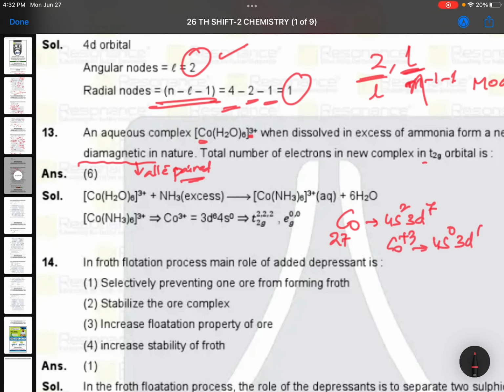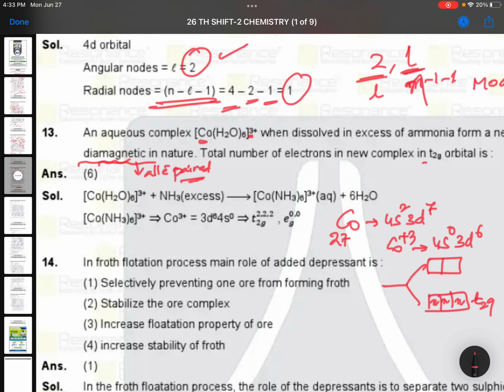When all electrons are paired, it will be like this: 1 2 3 4 5 6. These are all called t2g and these are eg. So t2g 2 2 2, total 6 electrons will be there. Good question. Okay, now I can't say easy or tough. Moderate.